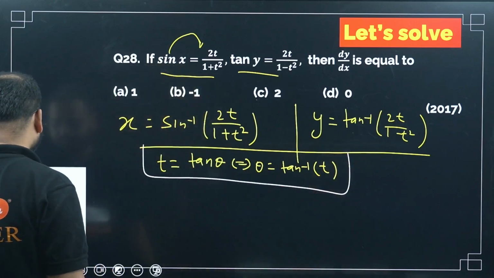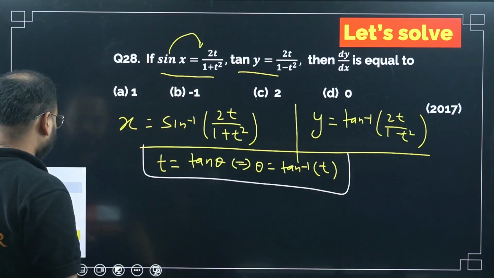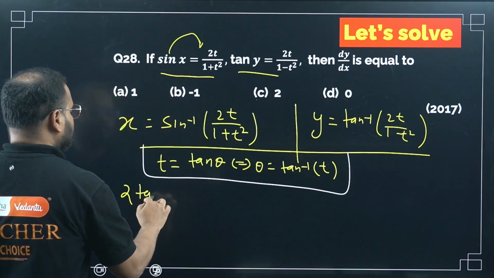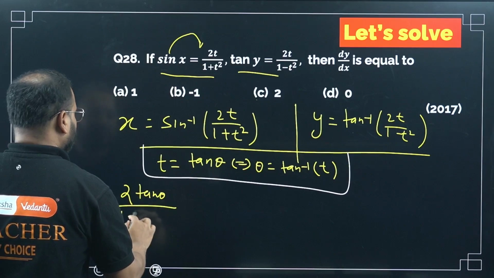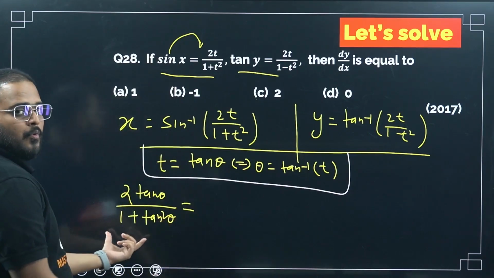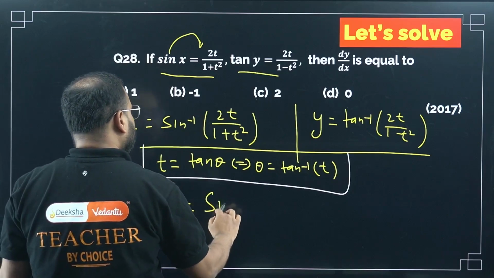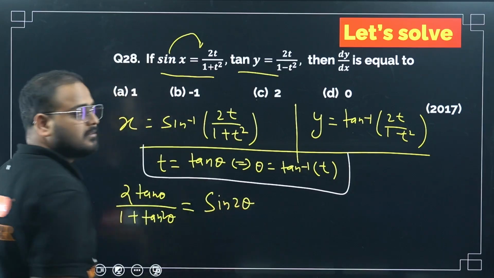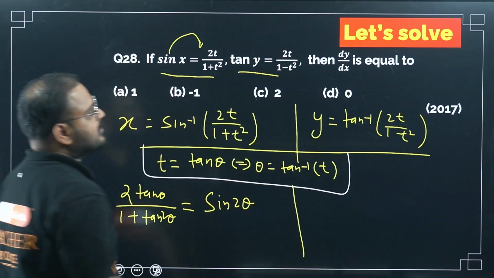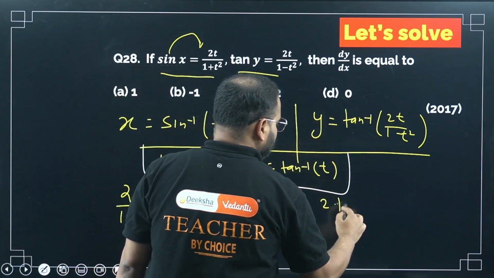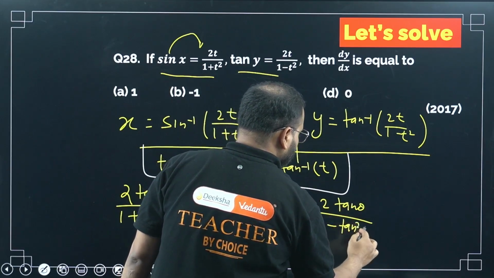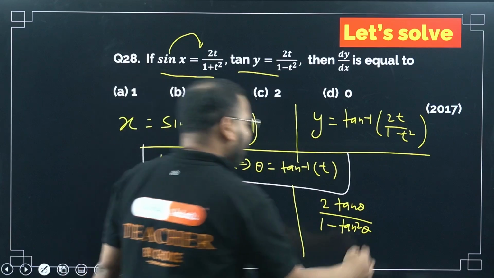Let's see now. If I write it like this, 2 tan theta upon 1 plus tan square theta, what is this formula for? It is sine 2 theta. And what about the other one? 2 tan theta upon 1 minus tan square theta is the formula for tan 2 theta.